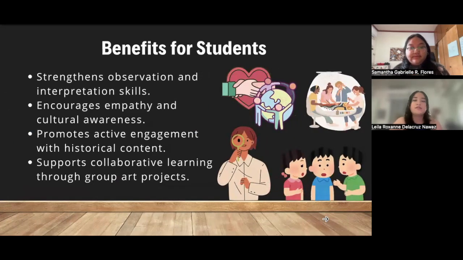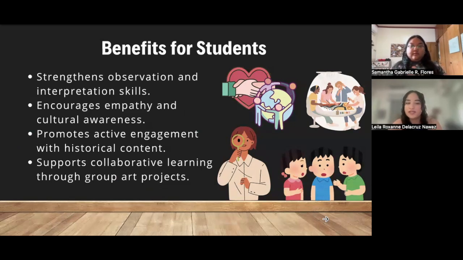So moving on to benefits for students. It strengthens observation and interpretation skills. Students are able to look at the art and really find out what it means. And it encourages empathy and cultural awareness, so different cultures are included in different artworks. It promotes active engagement with historical content and supports collaborative learning through group art projects.